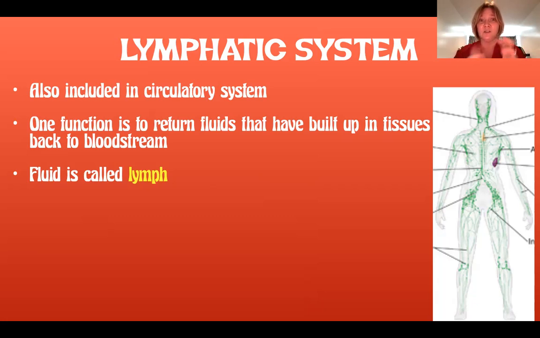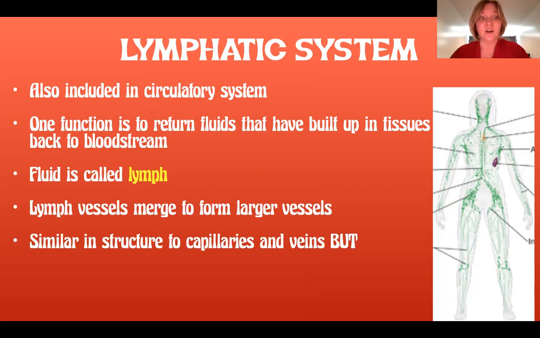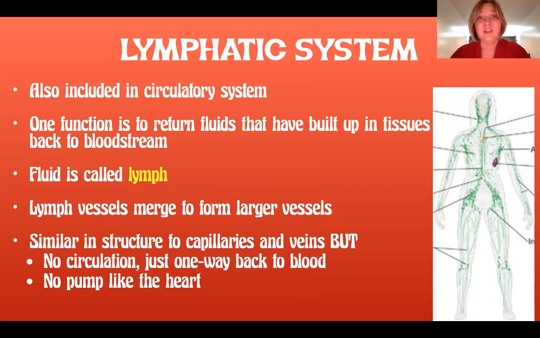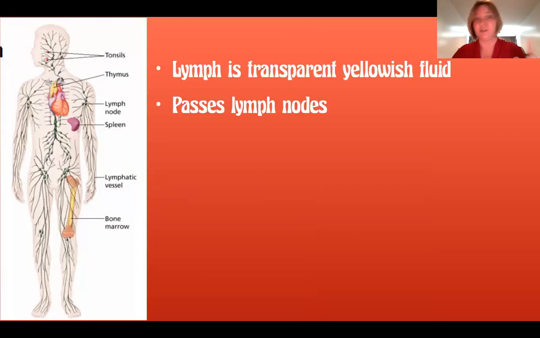When you walk, you use your skeletal muscles, and of course that contracts and squeezes some of the lymph back, and then the lymph can be returned. The lymph vessels also merge to form larger vessels. They are similar in structure to capillaries and veins, but there is no circulation. There is no pumping mechanism for lymph. It's purely based on your skeletal muscles, which push it back to the blood when they contract. And it's only one way, from body tissues back to the bloodstream. So you're basically returning all the excess fluid, all the excess lymph, back to the circulatory system.